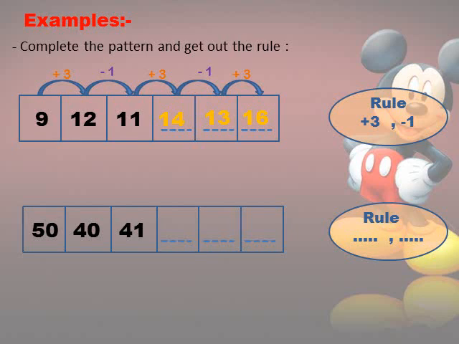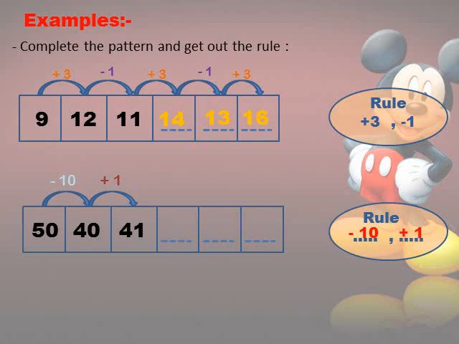So 50 and 40 and 41. I have to put 2 rules here. Let's start from 50. From 50 to 40, getting smaller, moving backwards. How many steps? Yes, minus 10. Super. Then from 40 it becomes 41, moving forward. How many steps? 1 step. That means plus 1. So 40 plus 1 equals 41. So my rule here is going to be what? Minus 10 and plus 1.